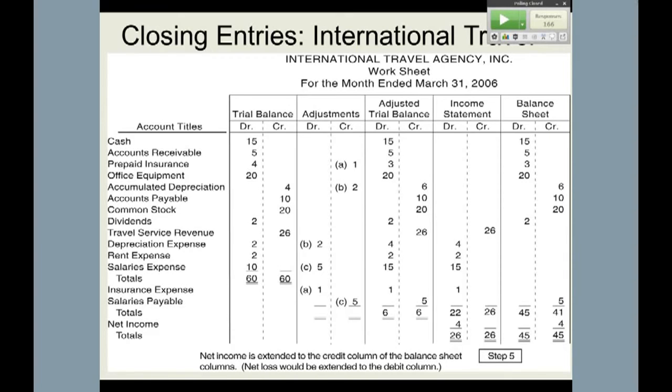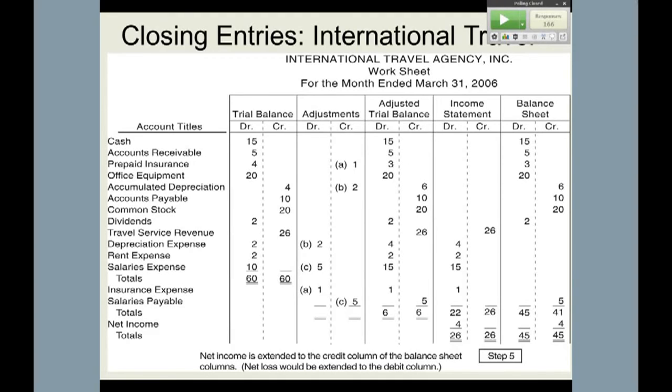Okay. All right, so now let's take a look at the, I'll put this right here so we can see, and I'll put the entries up on the board in a second, or on the screen in a second. All right, so now, when you look at your revenues and expenses, dividends are 2, revenues are 26, depreciation is 4, rent is 2, salaries are 15, and insurance is 1.